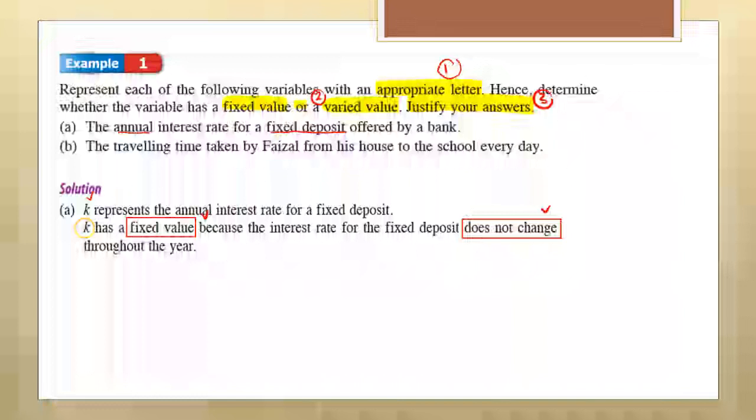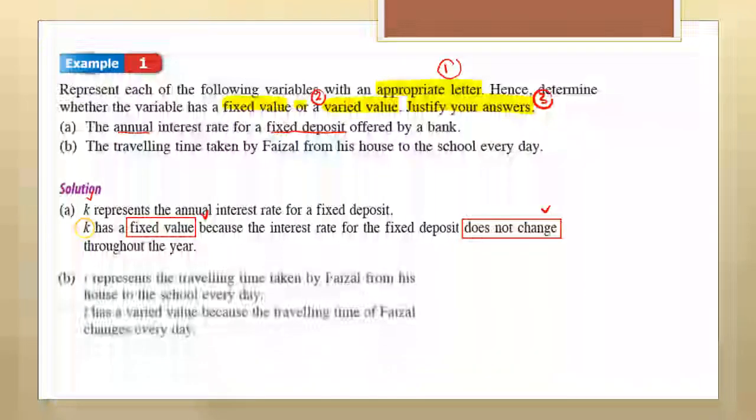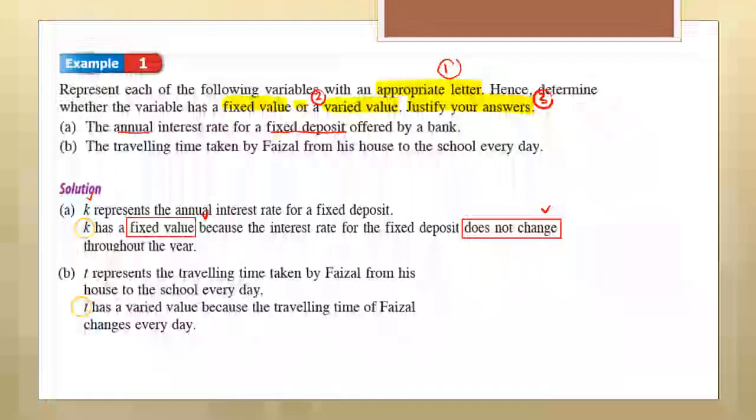How about question B? The traveling time taken by Faisal from his house to the school every day. Okay, we're talking about traveling time. Alright, let's see. T represents the traveling time. So you already represent it with T. First task done. Good. Because usually time, we're going to represent it with T.